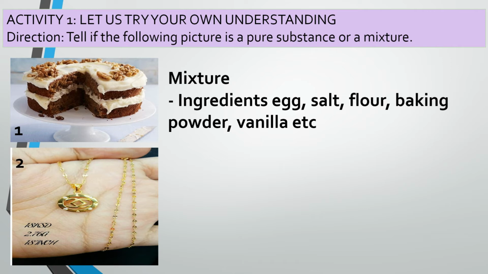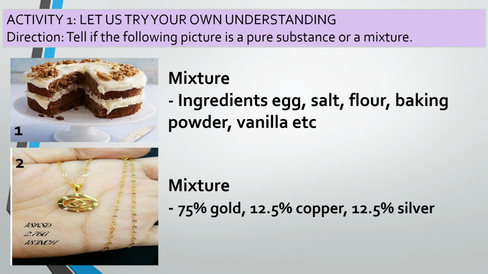Why? You are able to determine the nuts, the icing, and also the bread by just looking at the cake. So that's why it is a mixture. You are able to separate the icing, the bread, and the nuts by picking or whatsoever. Okay, so number 2, we have an 18 karat gold, 276 gram necklace. Is it a mixture or a pure substance?